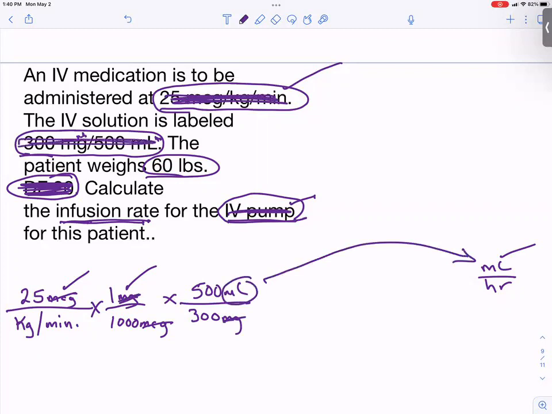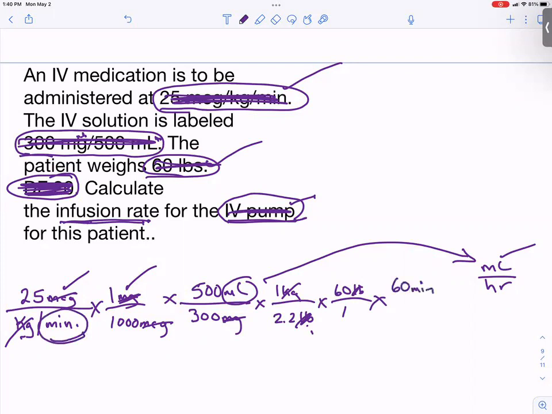That gets rid of my milligrams and it gives me my milliliters. I've used that. Beautiful. So how do I get rid of kilograms? I have a weight that's in pounds. So 1 kilogram is 2.2 pounds. Gets rid of my kilograms. Now how do I get rid of pounds? I use the patient's weight. 60 pounds. Put that over 1, that gets rid of my pounds. But now I have to get rid of minute. 60 minutes in 1 hour. And that gets rid of my minutes.